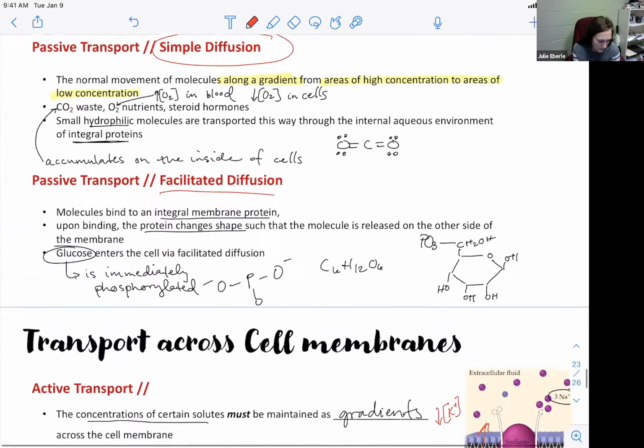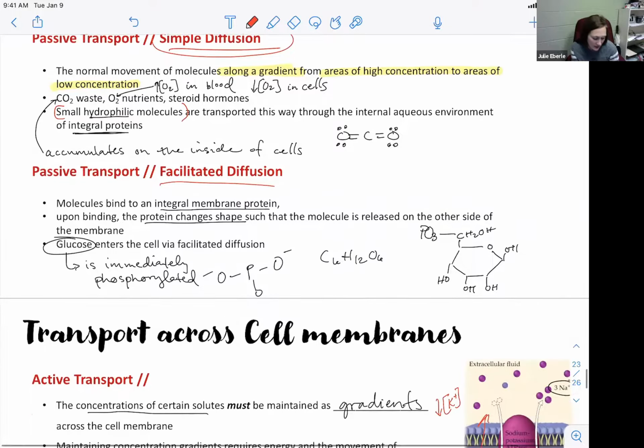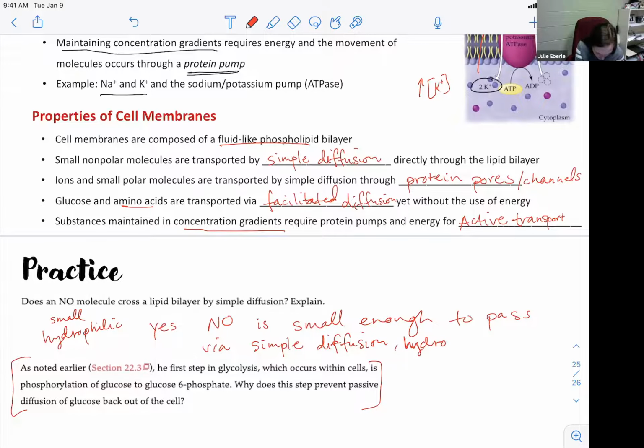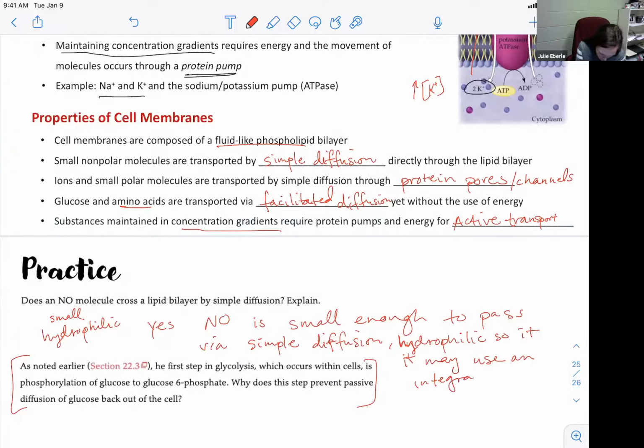So what do we say? Passive transport, simple diffusion. That is exactly how small hydrophilic molecules are transported. Now they might have to pass through an integral protein, but it happens very simply through simple diffusion. So NO is small enough, it is hydrophilic, so it may use an integral protein.